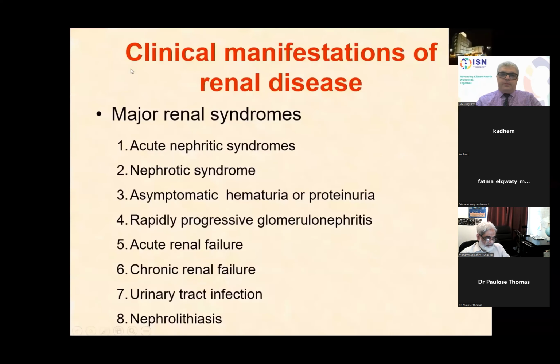And here we revise the major clinical syndromes of the renal diseases, which are acute nephritic syndrome, nephrotic syndrome, asymptomatic hematuria or proteinuria, rapidly progressive glomerulonephritis, acute renal failure, chronic renal failure, urinary tract infection, and nephrolithiasis.